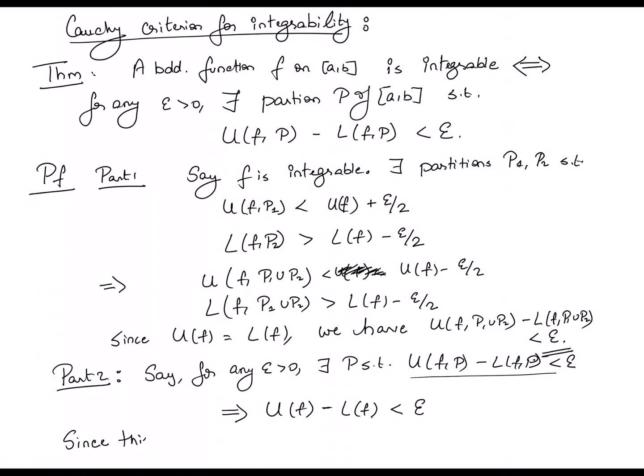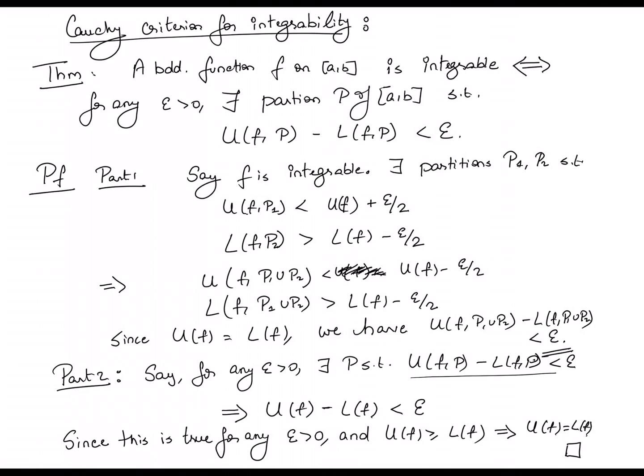Since this is true for any epsilon greater than 0, and remember that U(f) is already proved to be greater than or equal to L(f), it follows that U(f) must be equal to L(f). And that completes the argument.